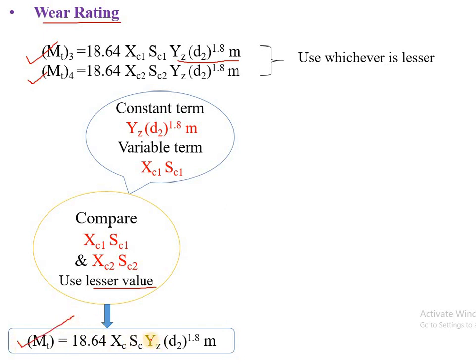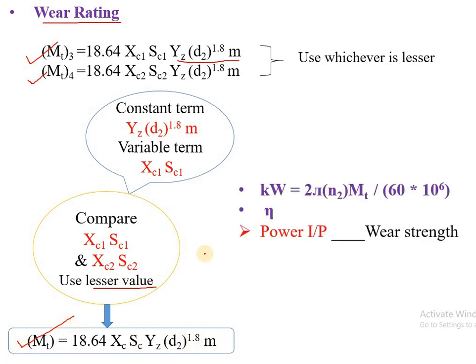So talking about YZ, this value is directly given in the table. Then D2 you have calculated and M you know. So you can easily calculate MT. So once you have found MT, again use the same formula and calculate power output for wear rating. Efficiency you have already calculated. So by using this efficiency, you can calculate power input. Efficiency is power output upon power input. So this is how we have calculated the power input for wear strength and also for beam strength.